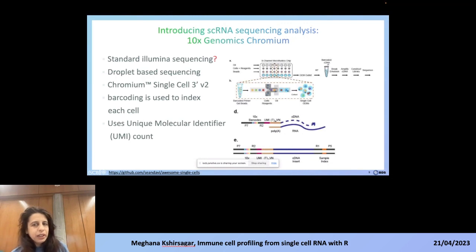Basically, the data that is returned is a matrix of UMI counts. UMI is a unique molecular identifier, and all the processing and all the libraries that we use are manipulating these UMI counts for our analysis. We'll get into how we manipulate this particular matrix.